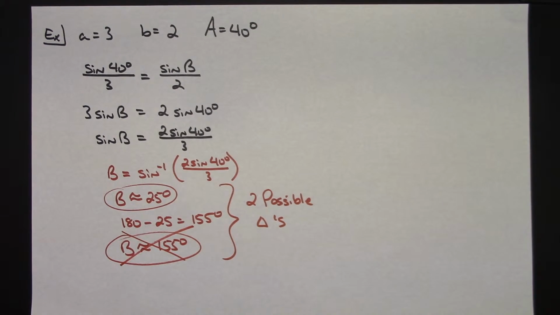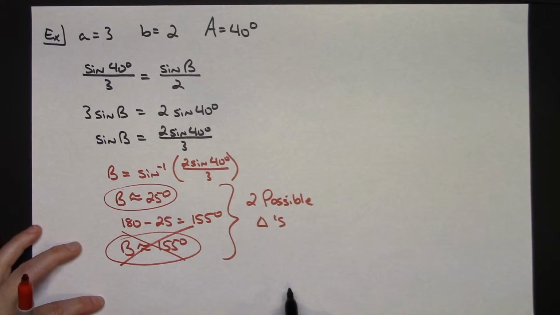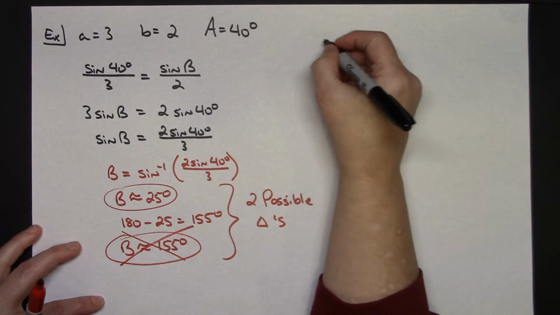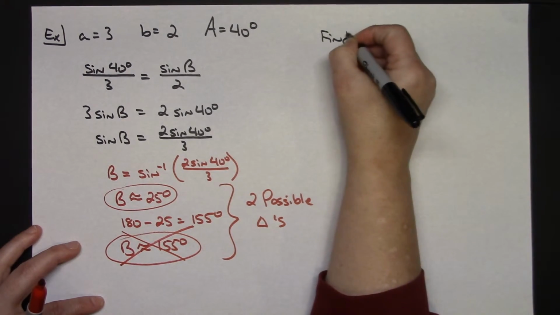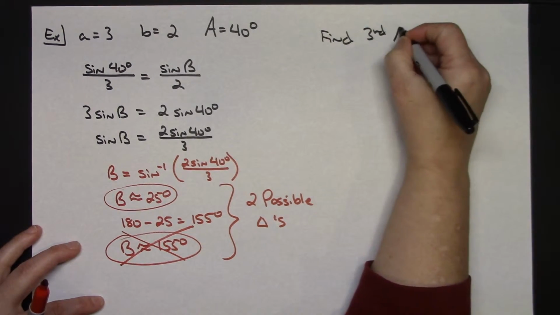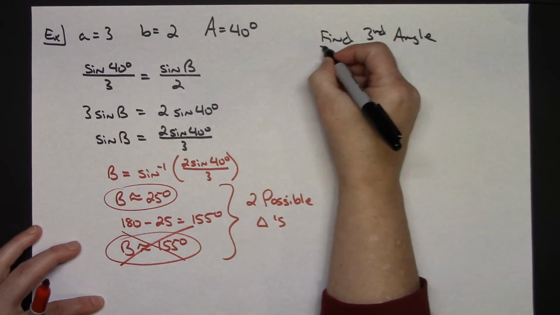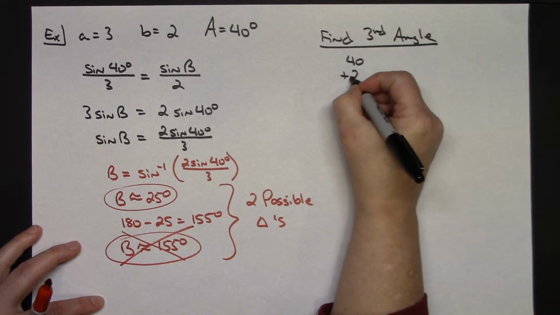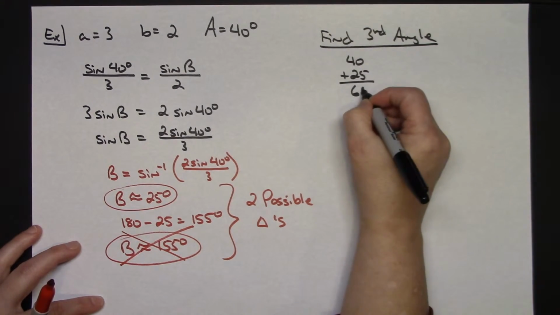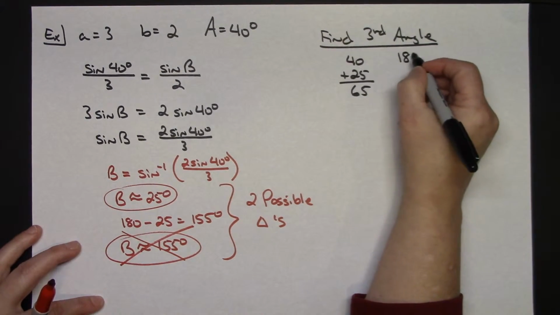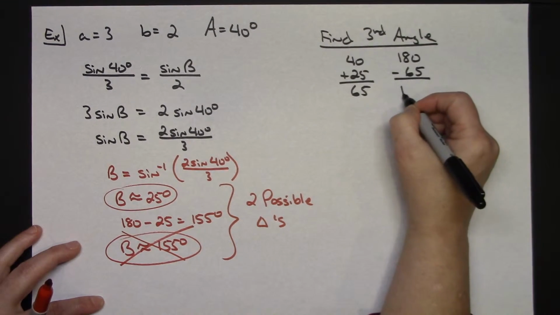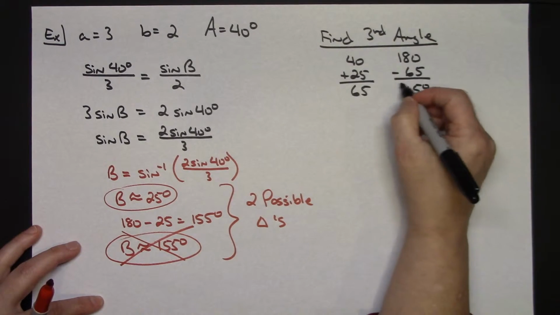Okay, so there I have tested that. So now I know it's 25. I can really easily find that third angle. So let's find the third angle. Add up the two that I've got there: 40 plus 25 gives me 65. I know there's 180 degrees in every triangle. 180 minus 65 is going to give me 115 degrees.